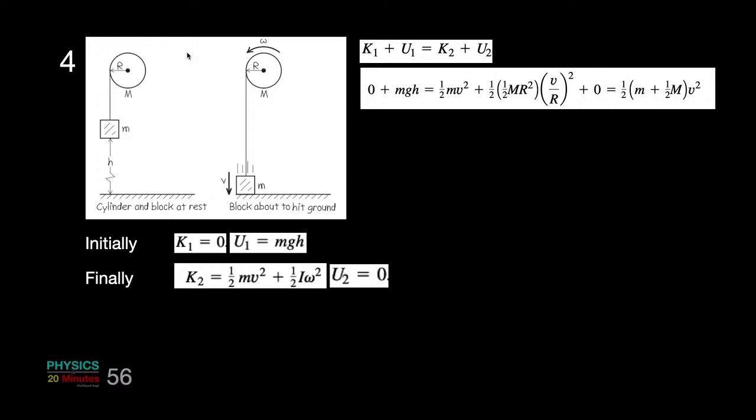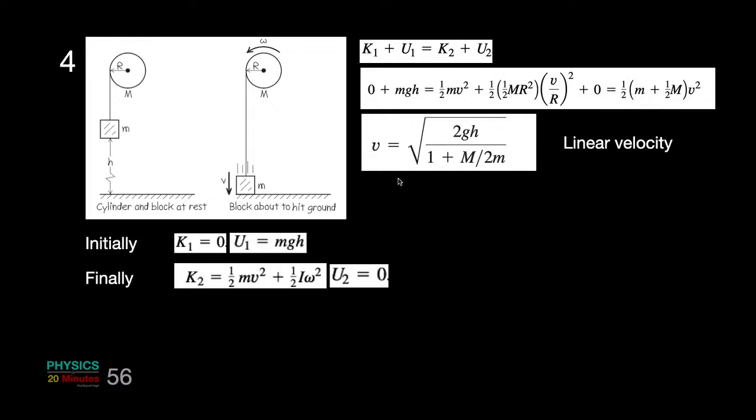Now in this, we are using a disk here. So the moment of inertia of the disk is half mr square. We can write half mr square in place of I, and in place of omega we can write V by R. Remember, there is no slipping, there is no stretching. And then when you solve, you get the linear velocity as root 2gh upon 1 plus capital M by 2m.